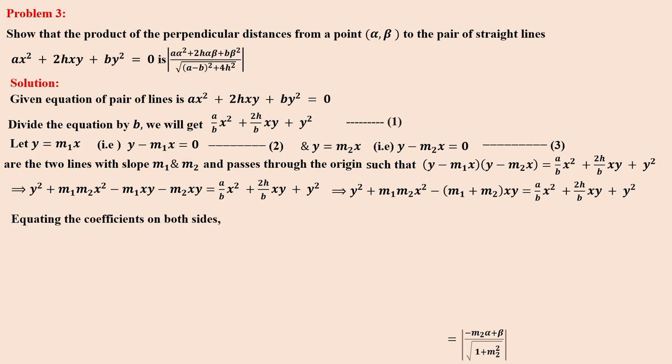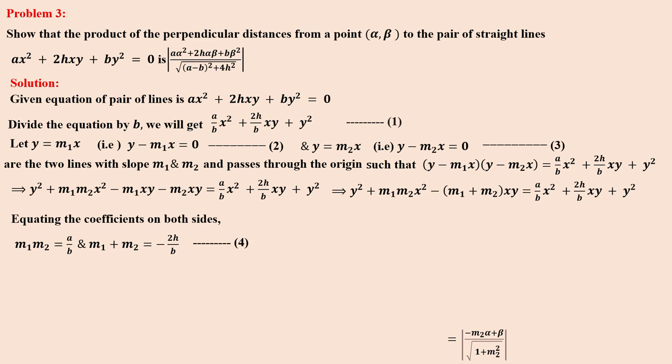Now equating the corresponding coefficients. The x² coefficient on the left hand side is m1m2, on the right hand side a/b. So m1m2 = a/b. For the xy coefficient, on the left hand side −(m1 + m2), on the right hand side 2h/b. So −(m1 + m2) = 2h/b. Multiplying with minus, you will get m1 + m2 = −2h/b.